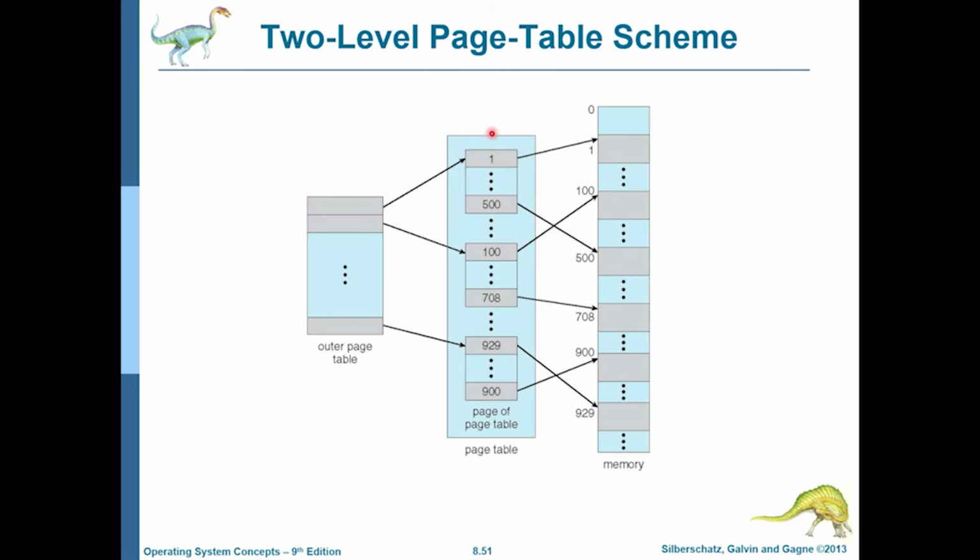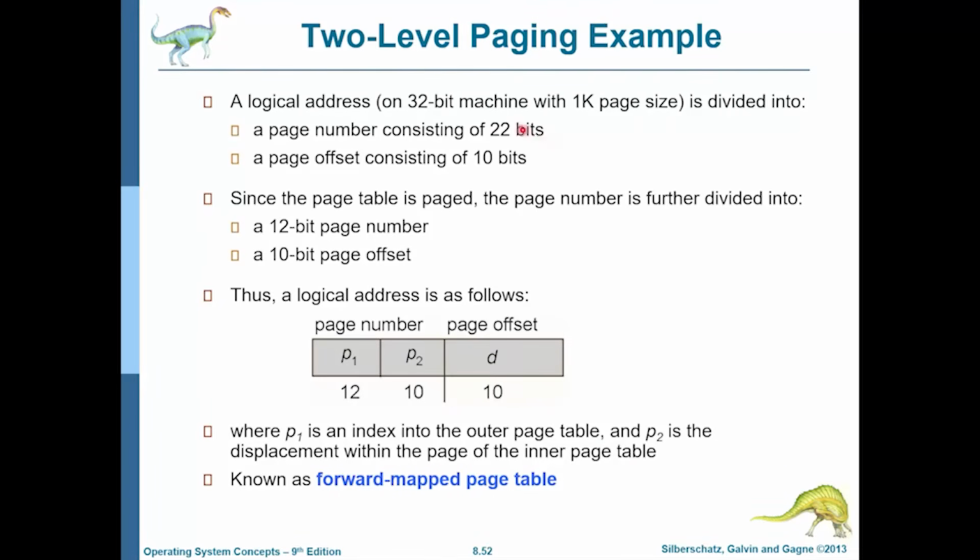So this is one example of a 2-level page table scheme. Here you can look at an outer page table, and that points to inner page tables, and then they in turn have the real page table entries that would give you the frame numbers. Now let's explore a more concrete example of a 2-level paging scheme.